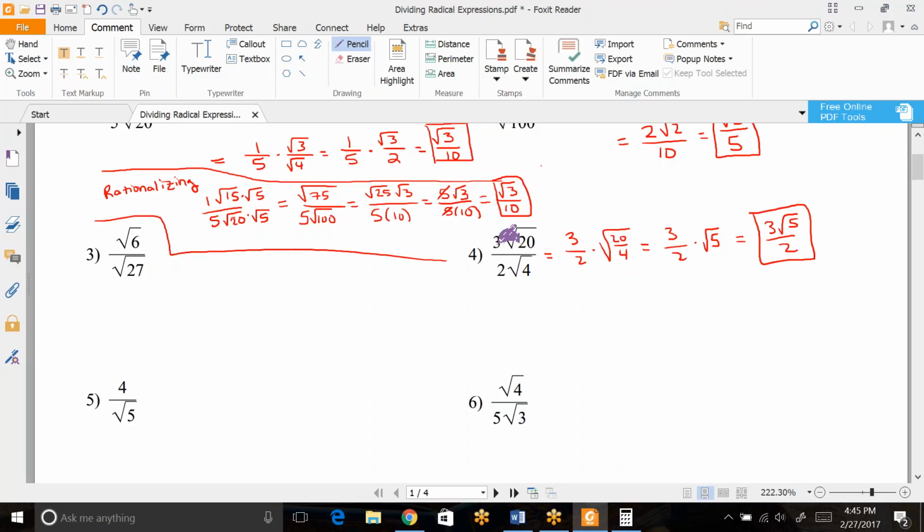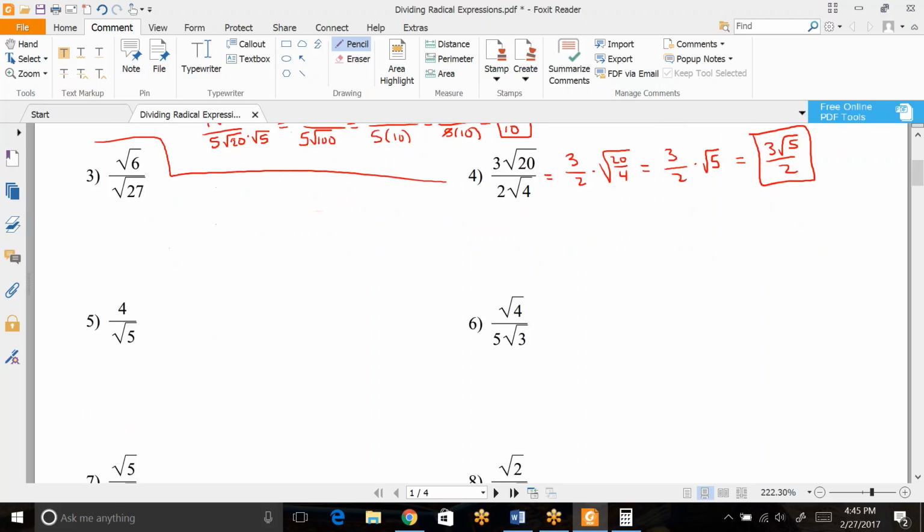I could have just as easily gotten that by pulling a square root of 4 out of this and a square root of 4 out of that and then canceling those, or actually evaluating the square root of 4s and then noticing the 2's would have canceled out. So, you know, there's multiple approaches you can use to these. Let's talk about another one where we have to rationalize.